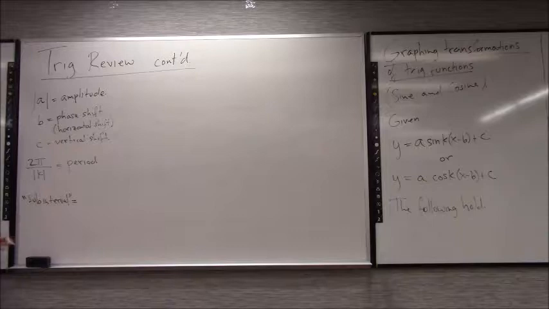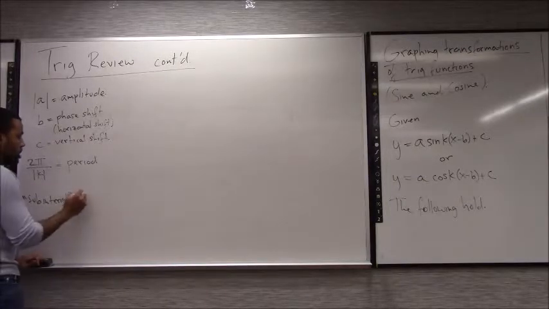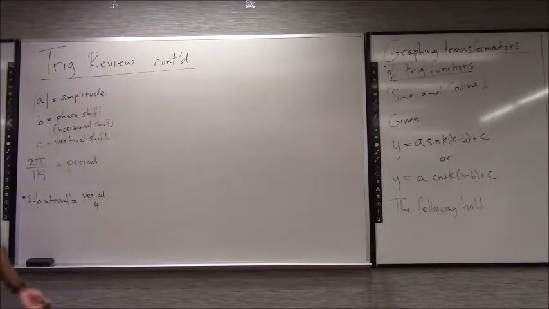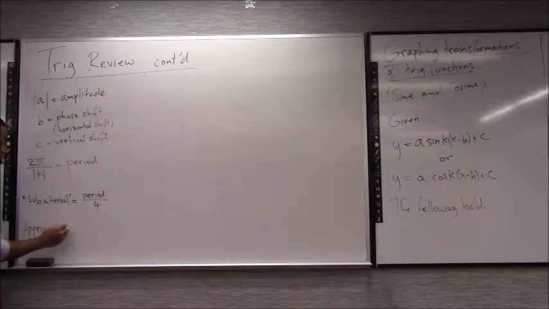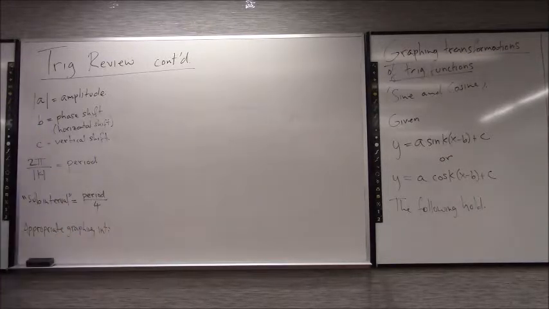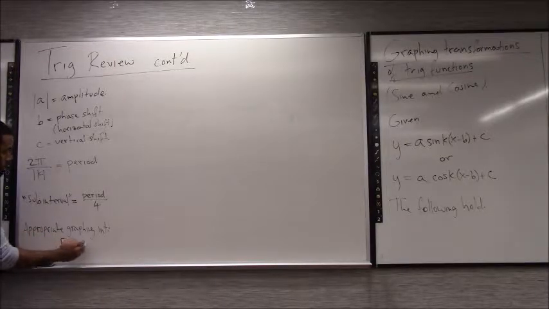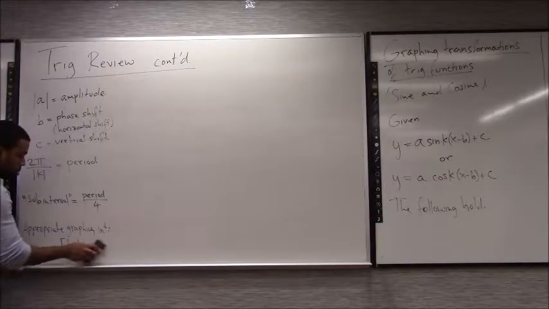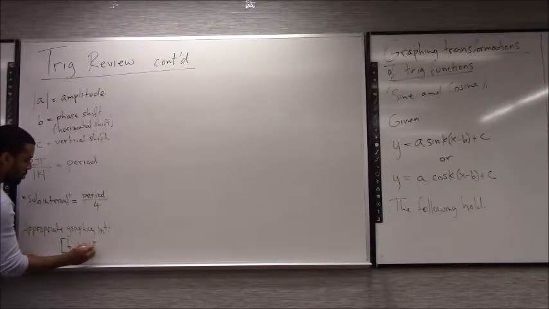And this is really just something to facilitate you graphing something really quickly. This is the period over 4. We'll talk about why the period divided by 4 specifically is important for these functions. The appropriate graphing interval, unless otherwise stated, in general, you'd want to start at B and then go for 1 period. B plus 2 pi over the absolute value of k.